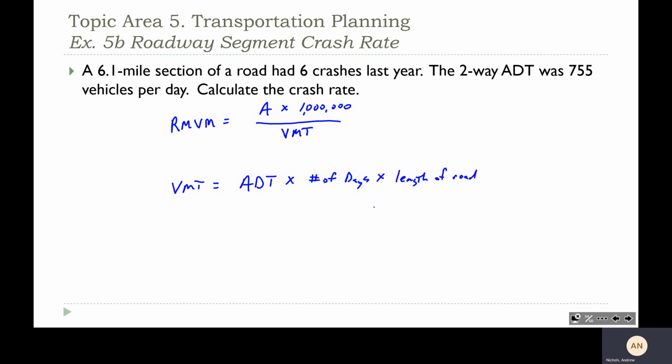So here, we're looking at crashes in both directions. So we want the ADT to remain the two-way ADT. So we've got 755. We're only looking at last year, so that's going to be 365 days. And then the length of road is 6.1 miles. So what's that give us for a VMT? 755 times 365 times 6.1.